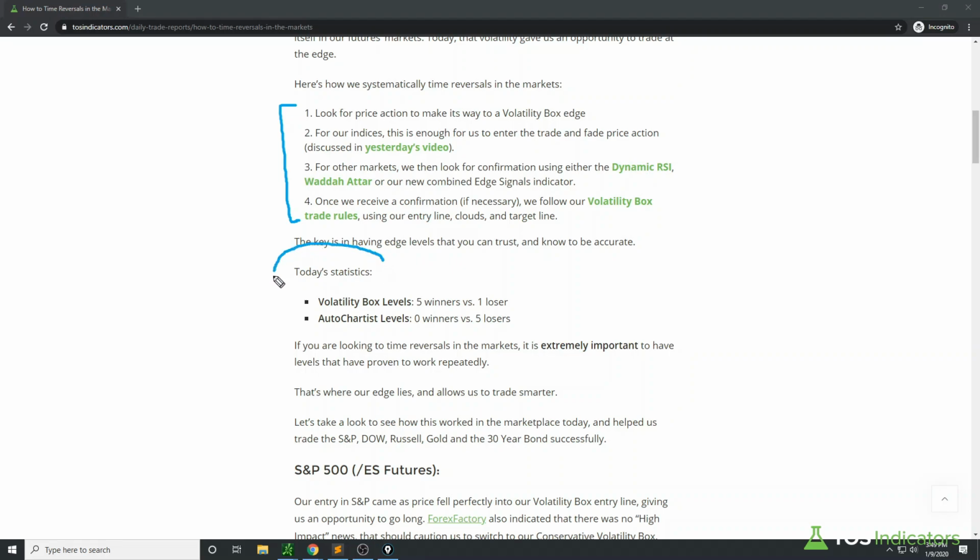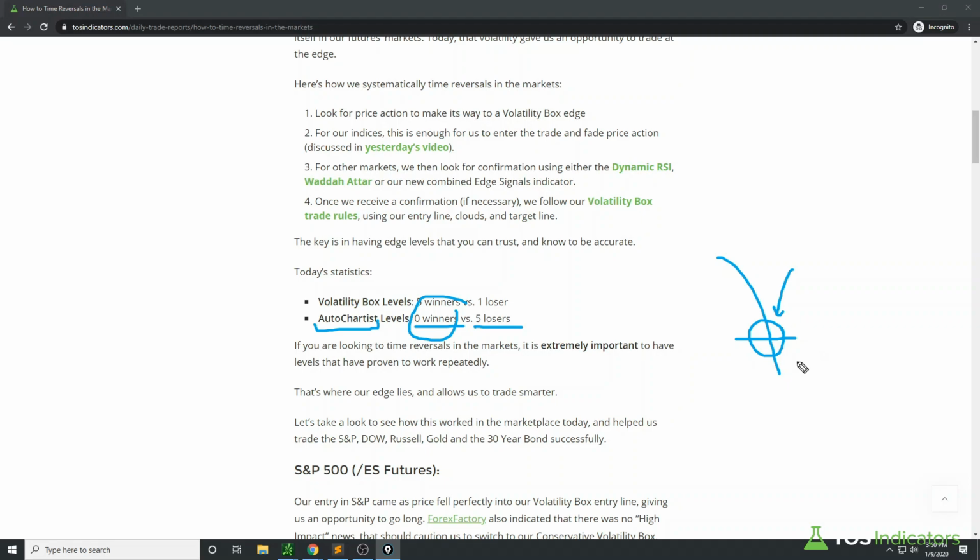And using that, if you just took today's statistics as an example, we see that the volatility box gave us 5 winners and 1 loser. And that 1 loser was in the Nasdaq Futures market. However, if you use some other volatility models, like say AutoChartist, you'll notice that today wasn't so great for you. We had 0 winners if you used AutoChartist, and all 5 of them were losers, since those models don't really account for the same volatility that our volatility box models do, where it's personalized and tailored for each market.